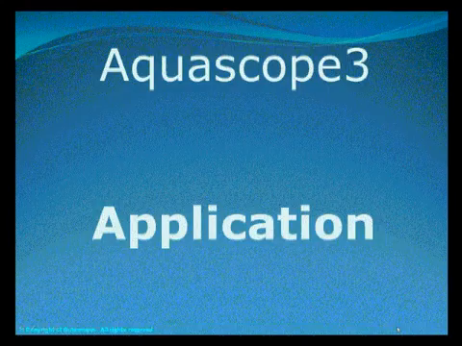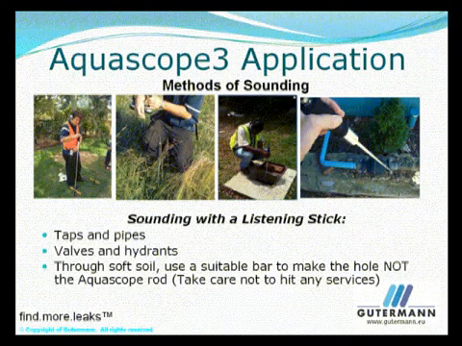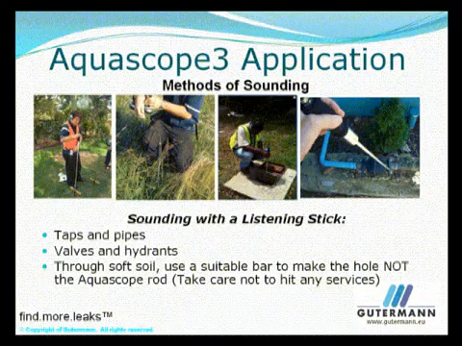Aquascope 3 Application. Methods of sounding. There are a number of different ways of using the listening stick to localize and pinpoint leaks. If there are no underground services in the area, a mighty probe can be pushed into the ground onto the pipe to provide sounding points on the pipe to pinpoint the leak. Most mighty probes are insulated now and are poor leak noise conductors, so they cannot be used as sounding points.